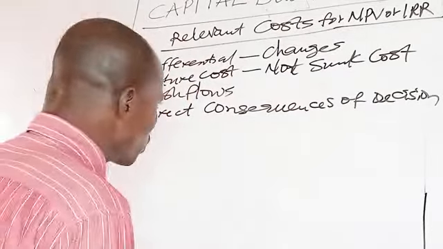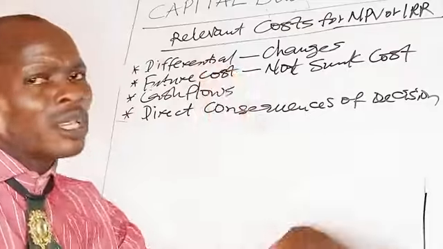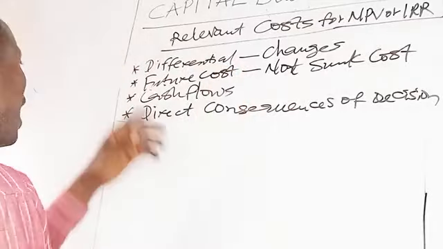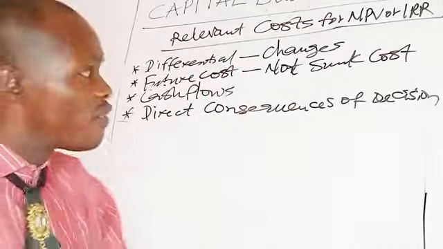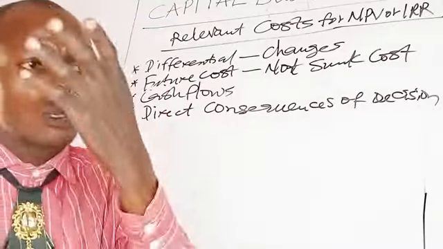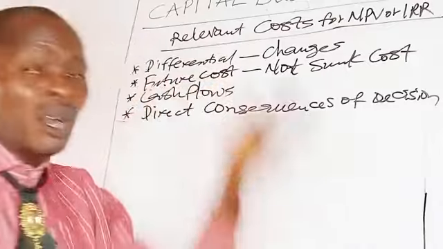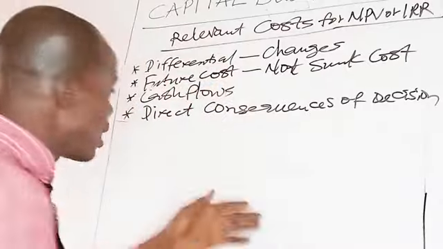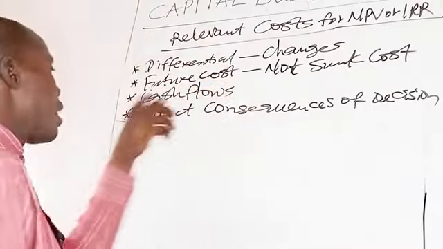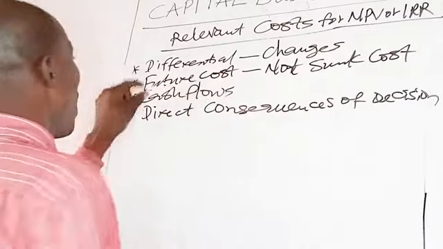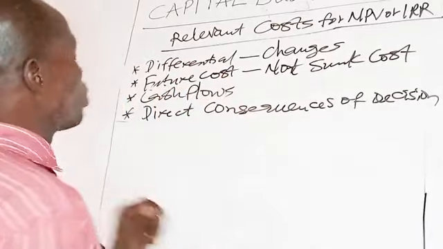Now, cash flows. All relevant costs are cash flows. Anything that doesn't involve the flow of cash is not relevant. Non-cash items such as depreciation and amortization are not relevant. So, all relevant costs are cash flows. Non-cash items are not relevant.